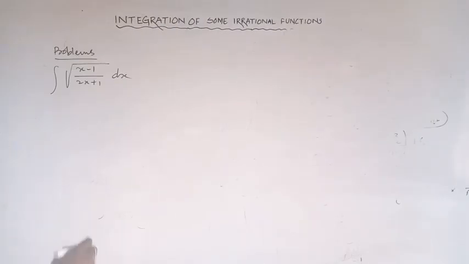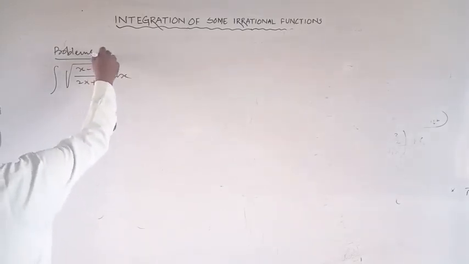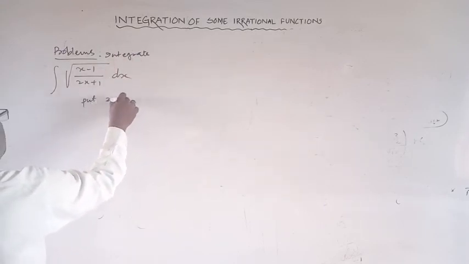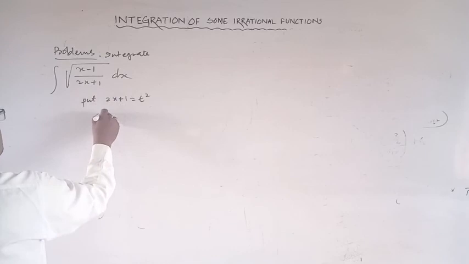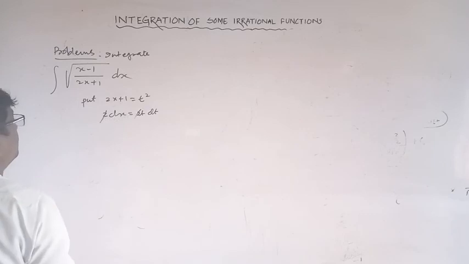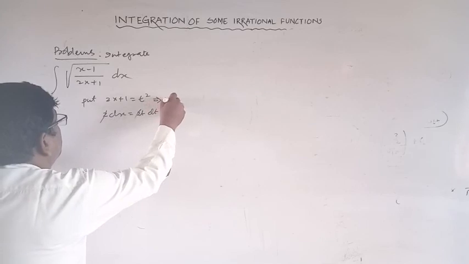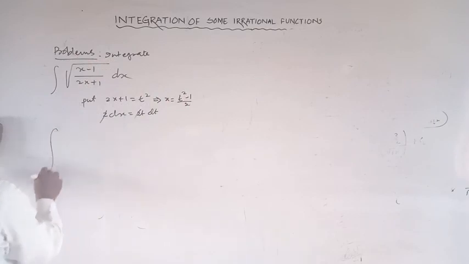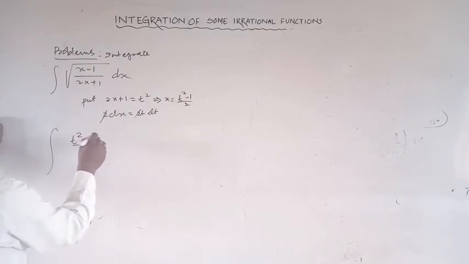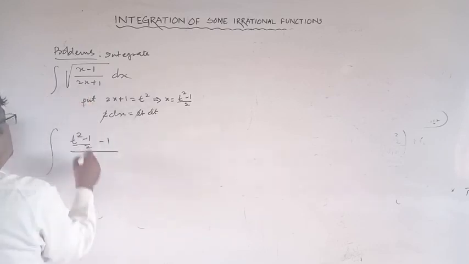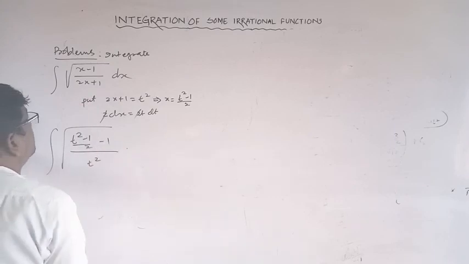This is one more question, integrate. Put 2x plus 1 is equal to t square. So 2 dx is equal to 2t dt. So 2 cancels here, so dx equal to t dt. So now x is equal to what? x is equal to (t square minus 1) by 2. And root over 2x plus 1 is t.